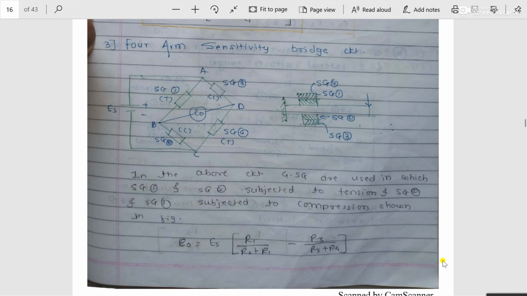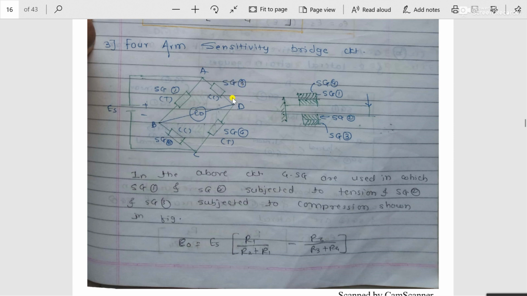So why is it called a 4-arm sensitive bridge circuit? Because out of the 4 arms of the Wheatstone bridge circuit, all the 4 arms are sensitive, means all the arms are subjected to the 4 strain gauges. That means strain gauge number 1 is mounted on arm number 1, strain gauge 2 is mounted on arm number 2, strain gauge 3 is mounted on arm number 3, and strain gauge 4 is mounted on arm number 4. That means there is no fixed resistor provided in the 4-arm sensitive bridge circuit. Therefore this circuit is called a 4-arm sensitive bridge circuit in which 4 strain gauges are used.